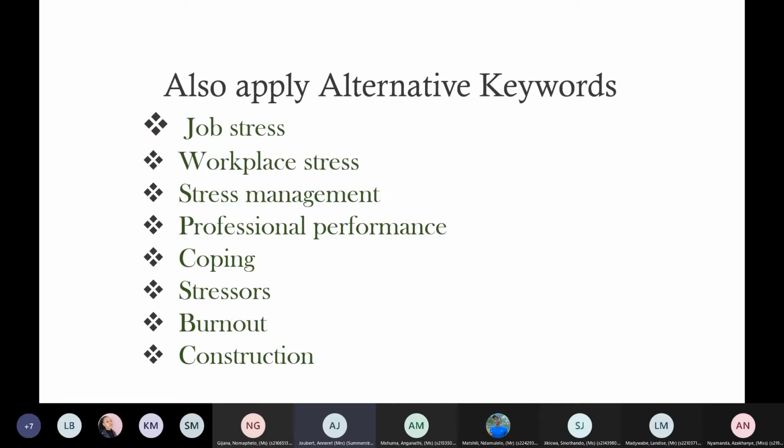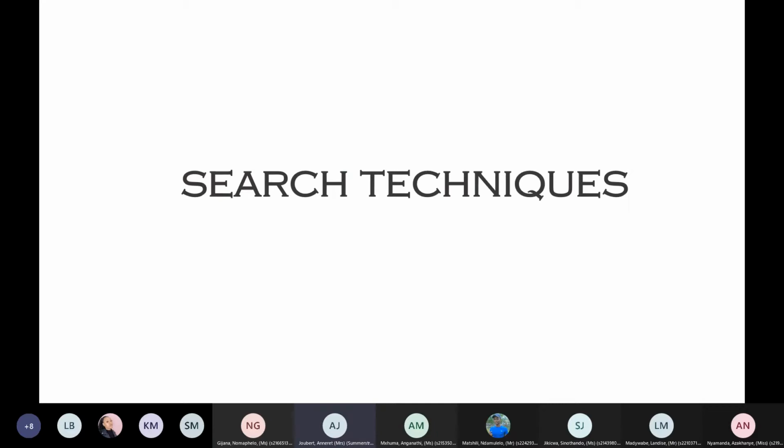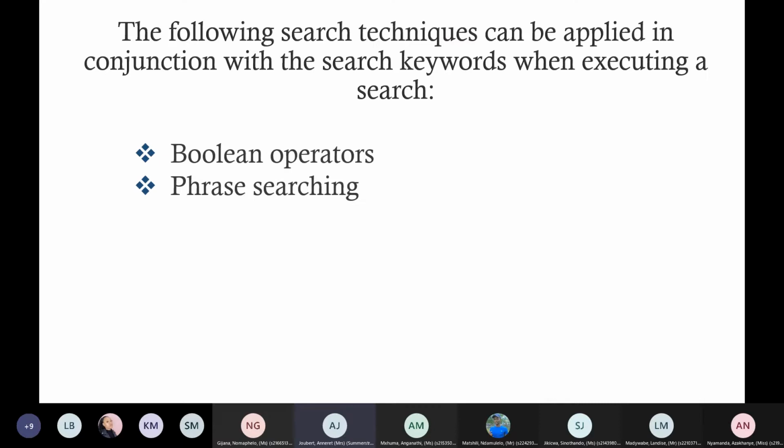Then step 3, you need to choose your alternatives. You go to Google and you search for alternatives for these specific keywords or phrases, and then you write it all down. Once you start with your research, you can apply that. There are also the search techniques that you can apply. This is now step 4, which would be Boolean operators and phrase searching. These are 2 different techniques.